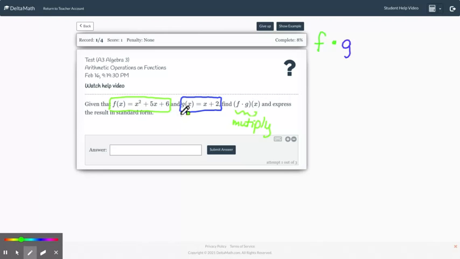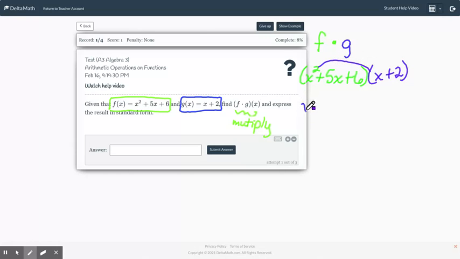So let's go ahead and copy down f, x squared plus 5x plus 6. Then we're going to multiply it by g, which is x plus 2. Now when I multiply this, I need to distribute. So x squared times the x is x cubed. X squared times 2 is plus 2x squared. 5x times x is 5x squared.